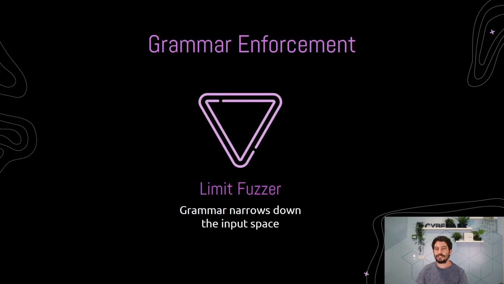Now, an important remark about grammar is that whenever we narrow what the fuzzer can do, we might miss some interesting path. So what we chose to do is to enforce as little as we could, but still enough to ensure that the connection is never closed.